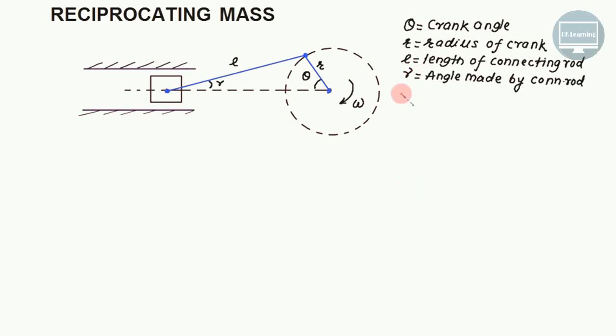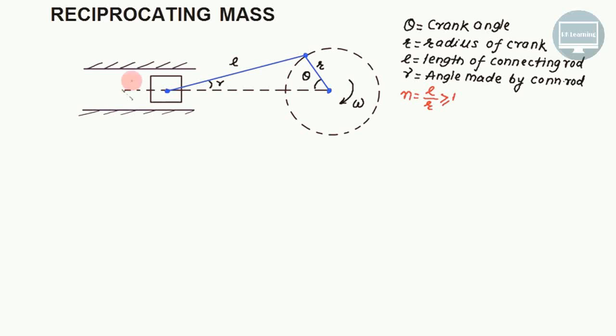Let me define one term called n, which is the ratio of L divided by r, the length of the connecting rod divided by the crank radius. Naturally, the length of the connecting rod is always greater than the crank radius, so this value is always greater than unity, and it is a very large value compared to 1.